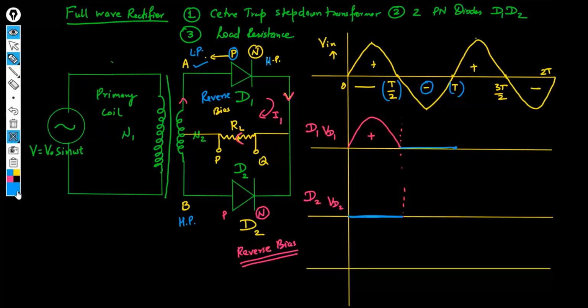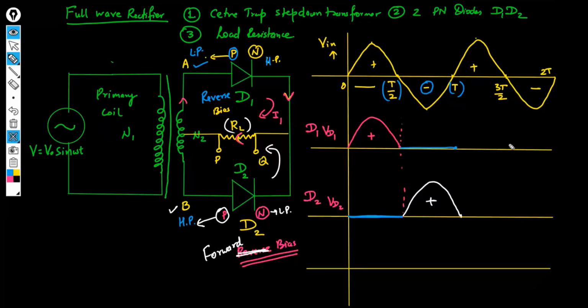And if we talk about D2, now the P part of D2 is connected to higher potential and the N part to lower potential as compared to B. So D2 is now in forward bias. When it is forward bias, current will flow in anti-clockwise direction, but the direction of current in RL is the same. So again we will get output corresponding to the time interval T by 2 to T, that is positive output. Is it clear?